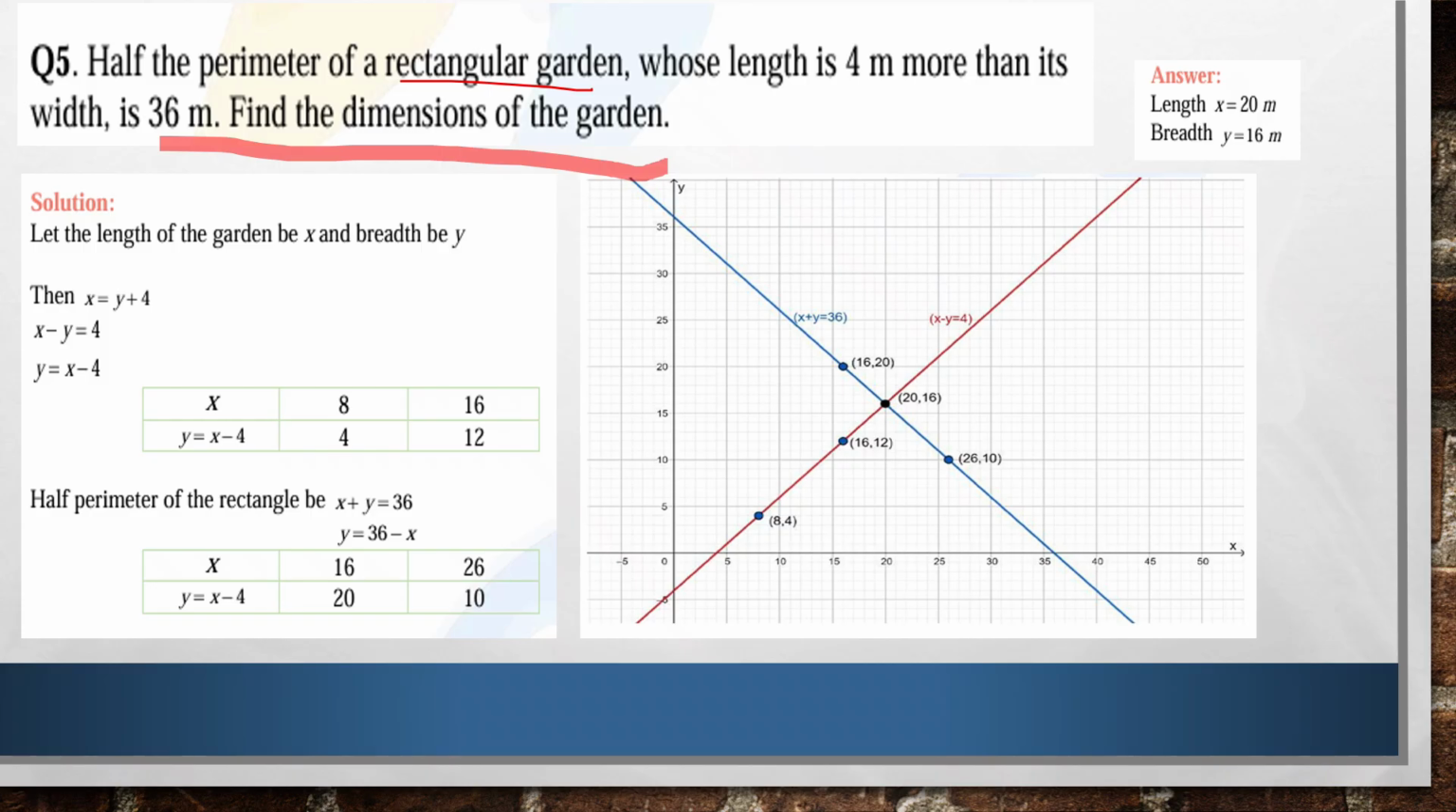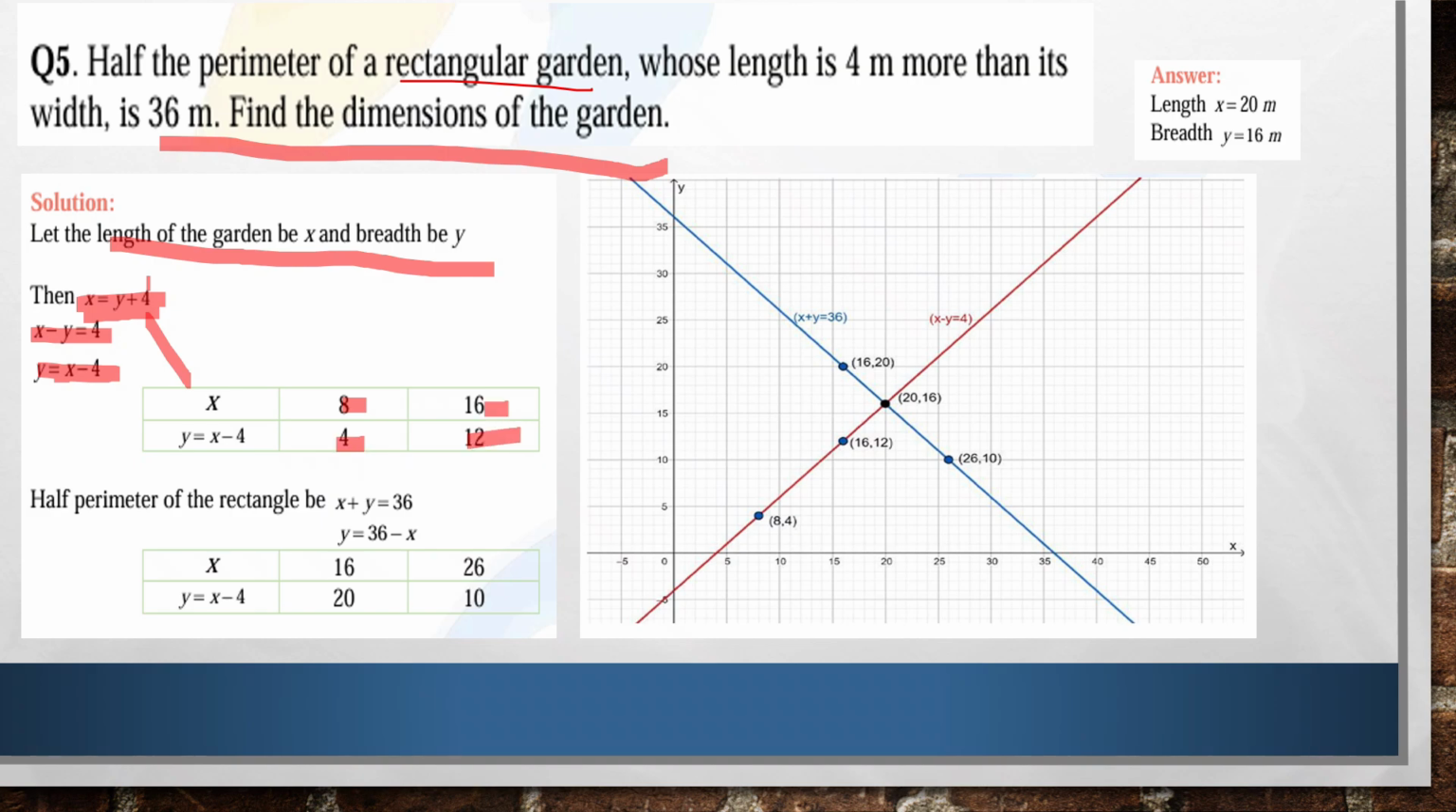Here x is equal to y plus 4 because the length of the garden can be taken as x and breadth of the garden can be taken as y. I can write the equation as x is equal to y plus 4. So I can write this equation as x minus y is equal to 4 and y is equal to x minus 4. So take this as the equation. Then substitute the values. If you take 8, 8 minus 4 is nothing but 4. 16 minus 4 is nothing but 12.